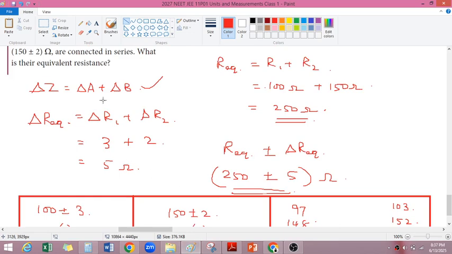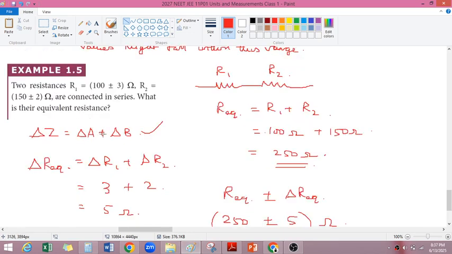Just to make it easy for you, they are given very simple. Sir, I can't understand this properly, sir.